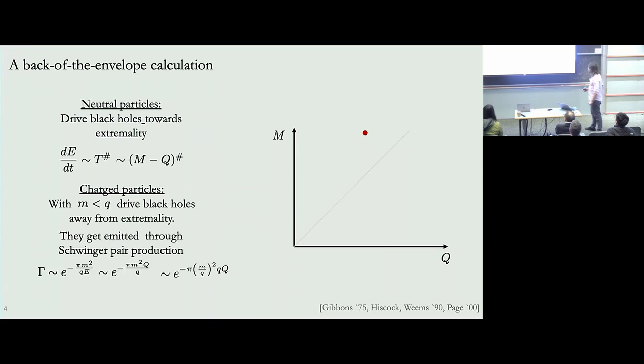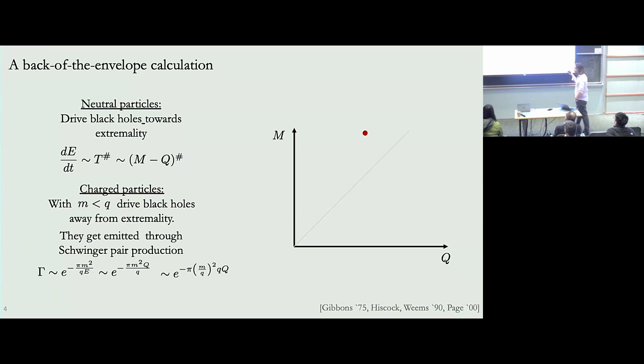However, for charged particles, if charged particles satisfy the weak gravity conjecture, they drive black holes away from extremality, at least naively. If these particles satisfy this bound, it turns out that they get emitted through a process called Schwinger pair production, which is a non-perturbative process in quantum field theory on a curved background.